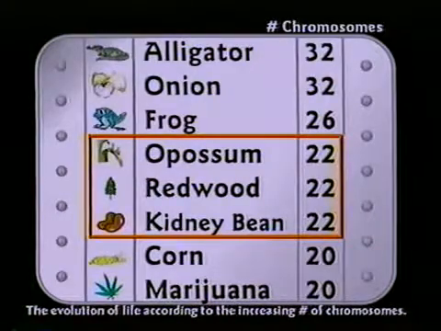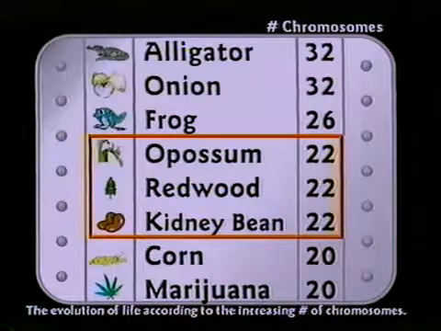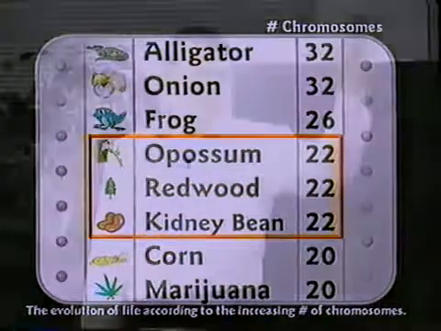Proving, of course, they're twins, identical triplets this time, closely related. Most people can't tell the difference between a possum, a redwood tree, and a kidney bean. Average scientists can't, that's for sure, because they're obviously identical. And then slowly, over millions of years, we evolved enough chromosomes and finally became a human.